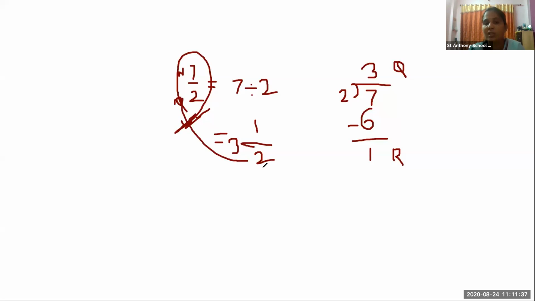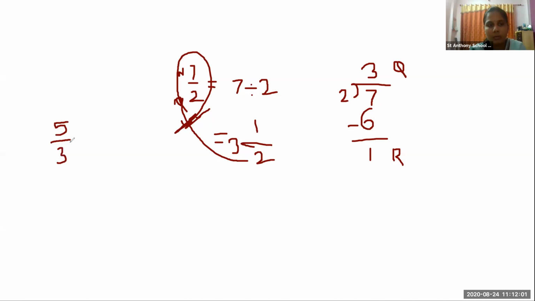This is mixed fraction. How we'll read it as 3 1 upon 2. Same example we'll do like this. Please note down this sum in your notebook. Okay, please note down. Okay, now let's see one more example. If 5 upon 2 is there, or else 5 upon 3 we will take.